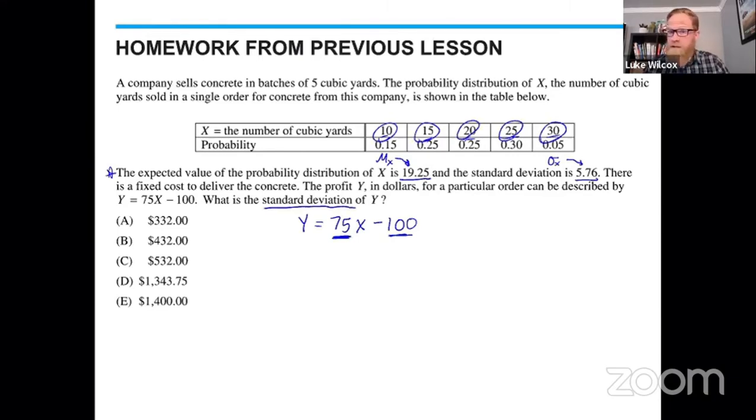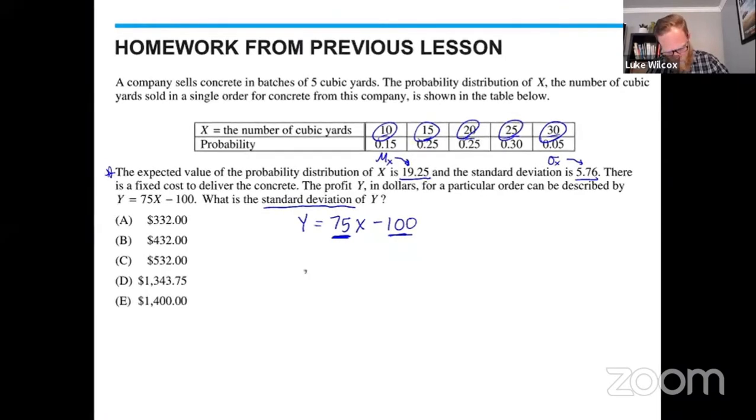Well, if you take a list of numbers and you multiply them all by 75, sure enough, that's going to multiply the standard deviation by 75. So we know in order to get the standard deviation of Y, we're going to have to take 75 times the standard deviation of X. But now we need to consider the next step here, which is to subtract 100.